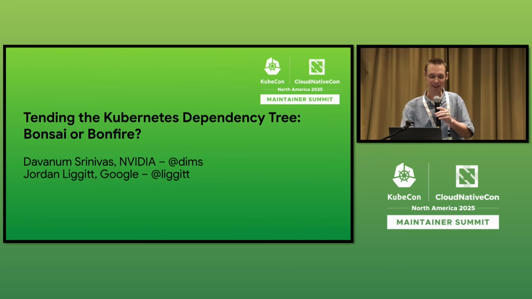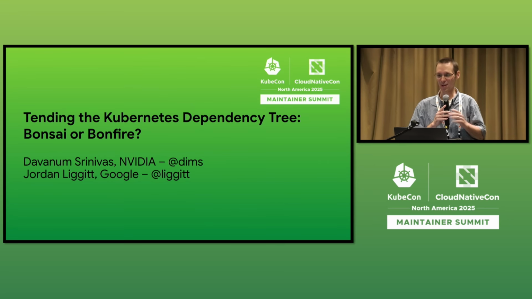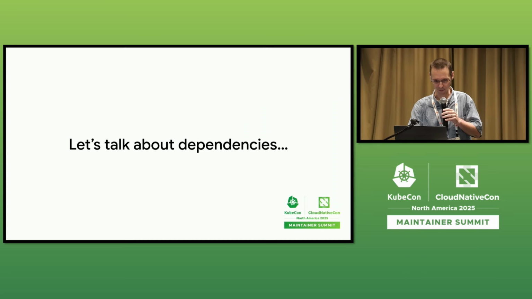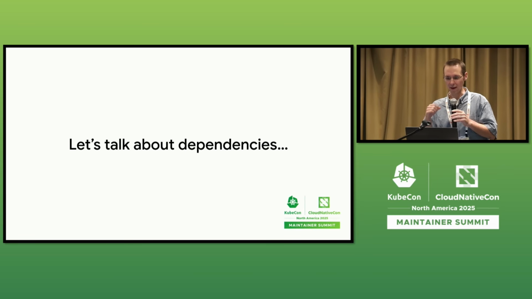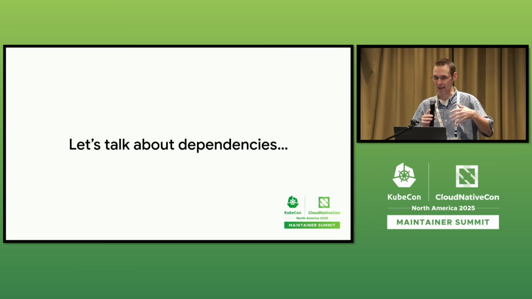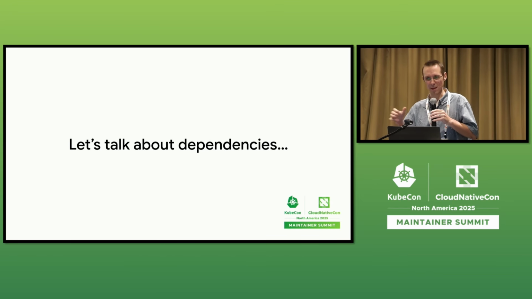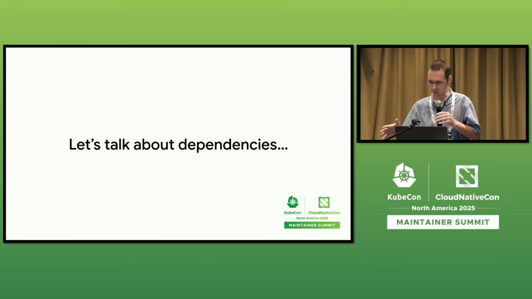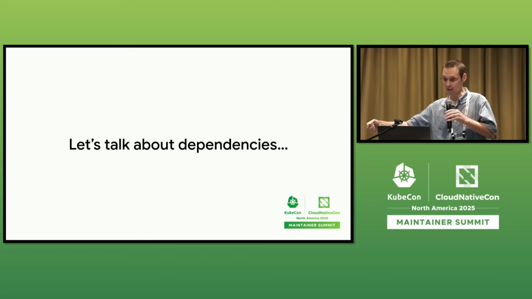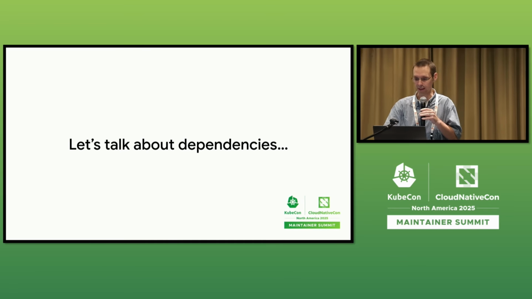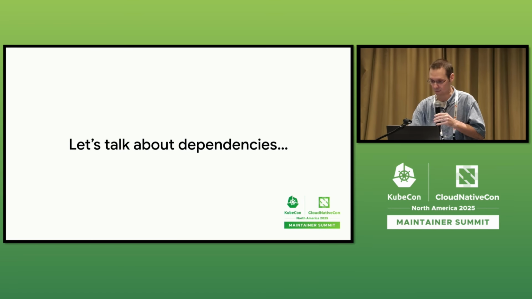I'm Jordan Liggitt. This is DIMS. We work a lot on Kubernetes dependencies, and we're here to talk about them. So let's talk about dependencies. The systems that we build are not isolated, right? They exist in a world that has to integrate with other systems, and that can be really powerful, but it also means we depend on things that aren't entirely in our control. And so when you depend on something else, any problem anywhere in your dependencies becomes your problem as well.